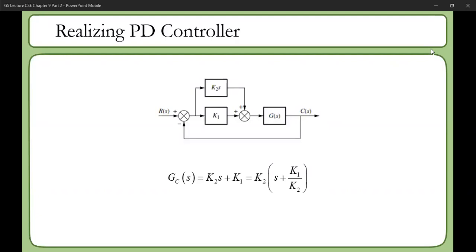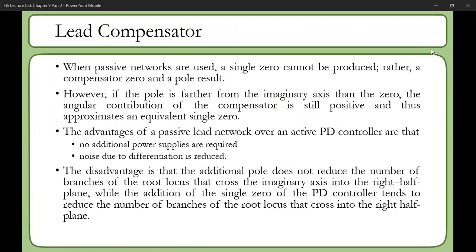For improving the transient behavior, there are two methods. One was the PID controller that was discussed in the last class, and this is the implementation of that. Now, today we are going to discuss the counterpart of it, which is implemented with the passive networks. So the lead compensator.